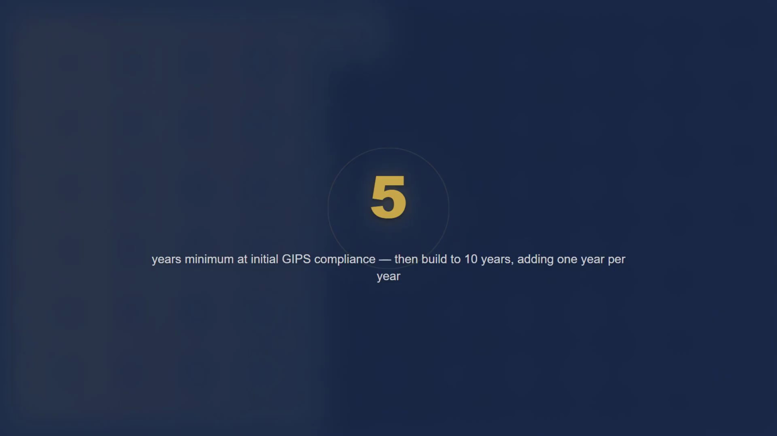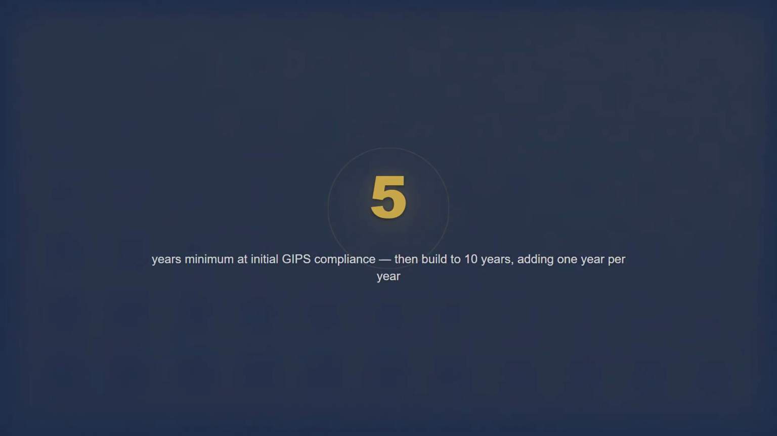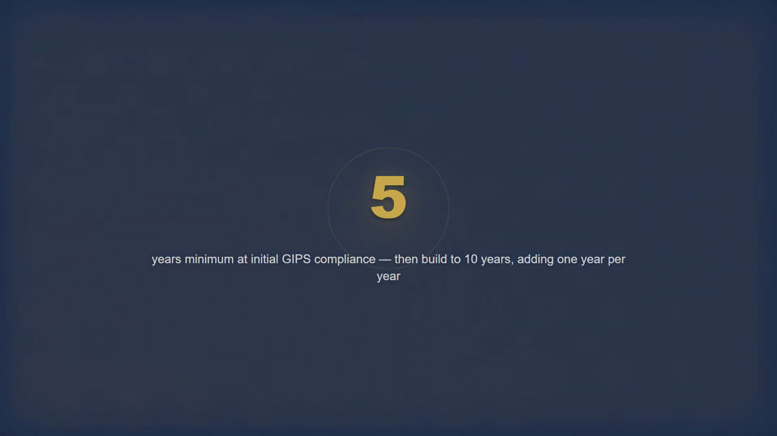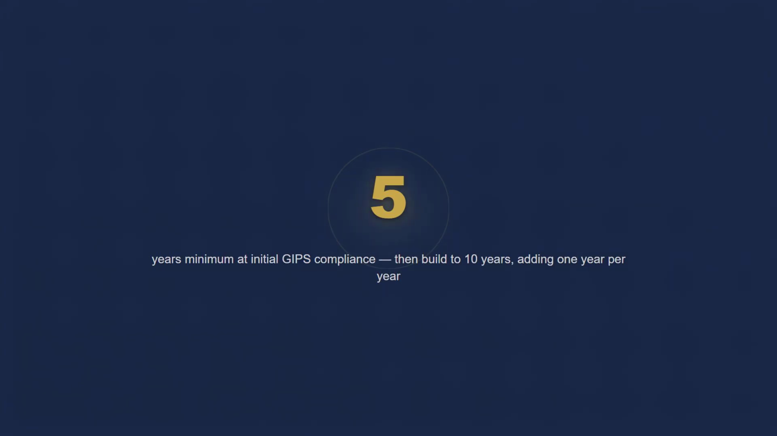Here is the trap the exam uses. Delta Management has been in business for 8 years. What is the minimum GIPS-compliant history it must present? The answer is 5 years, not 8, not 10. 5 is the floor, always 5 unless inception is shorter.